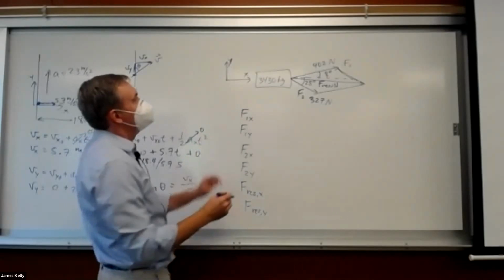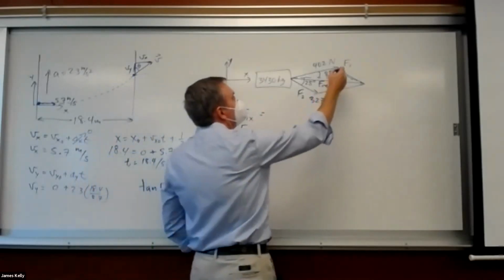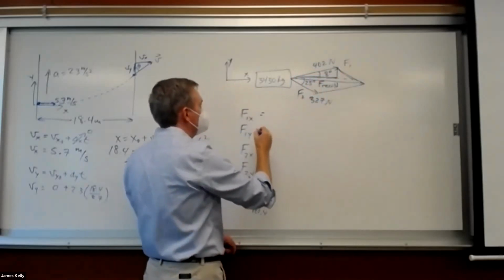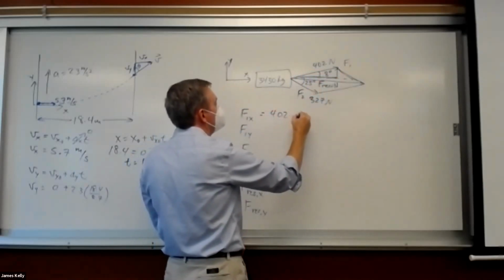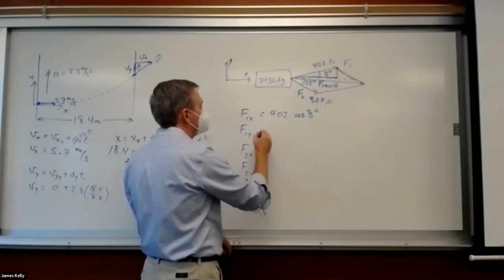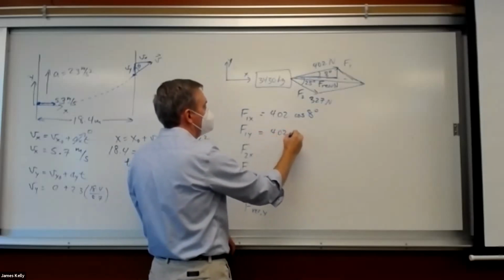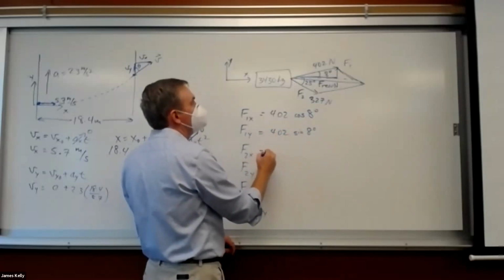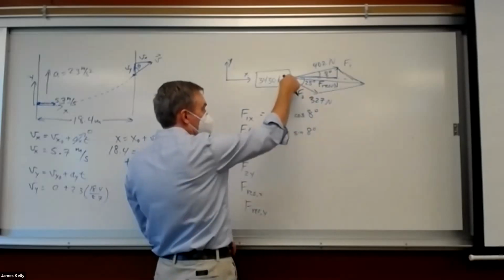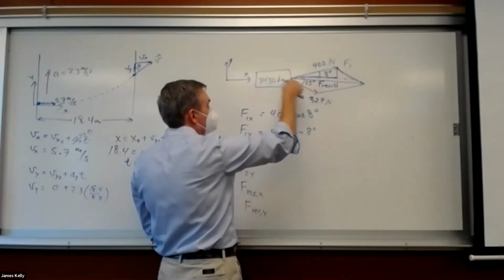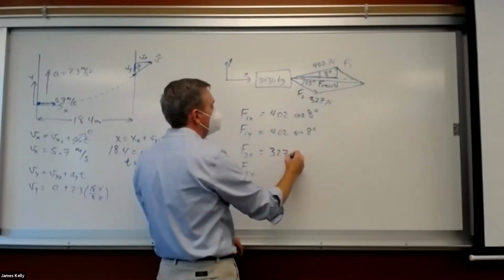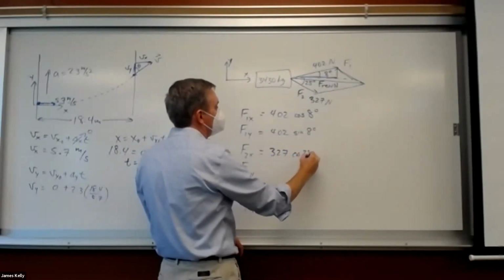Okay, so F1x, well, that's just this distance in that right triangle, which is 402 cosine 8 degrees. F1y is 402 sine 8 degrees. F2x is, well, it's positive because I'm still going in the positive x direction as I go from tail to tip. So that would be 327 times the cosine of 25 degrees.